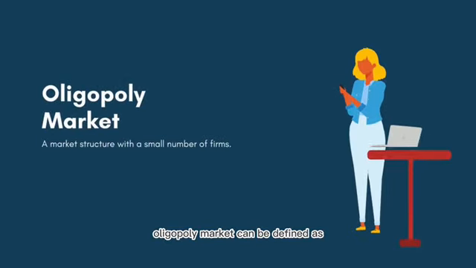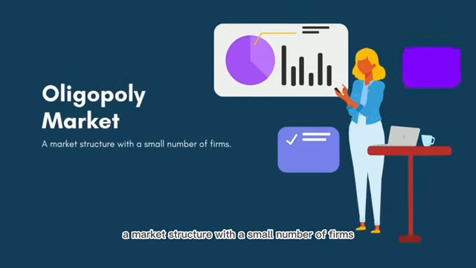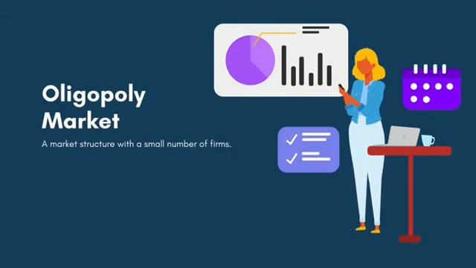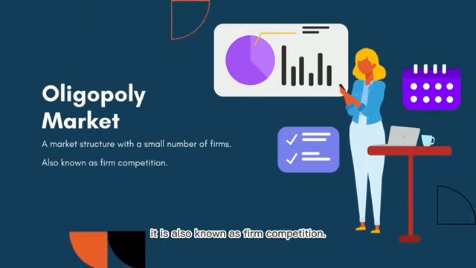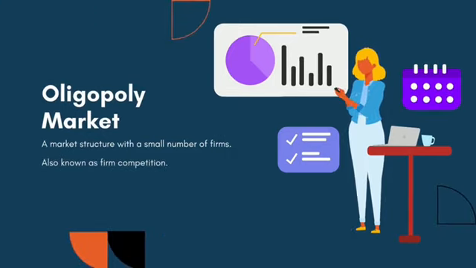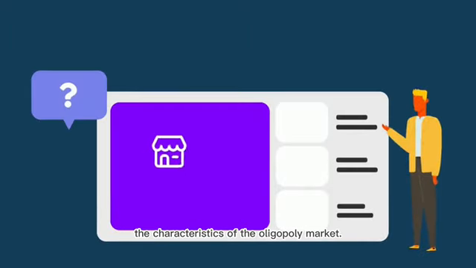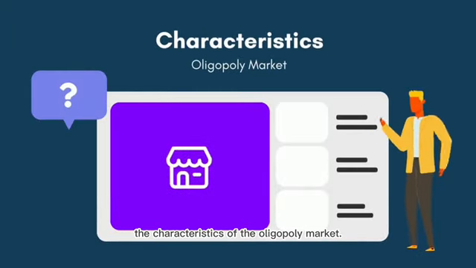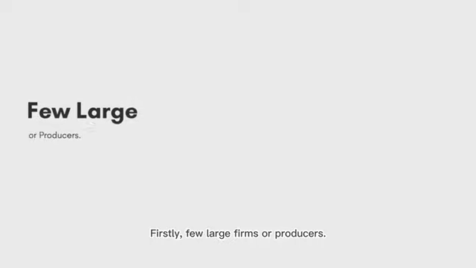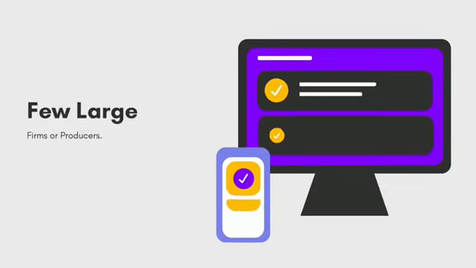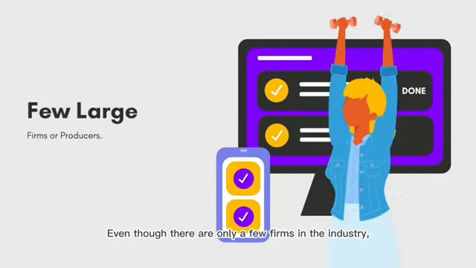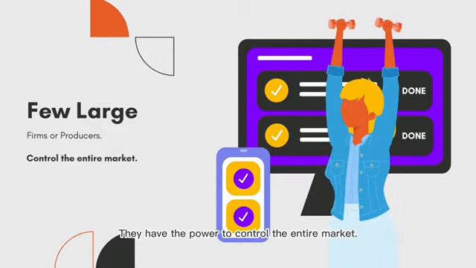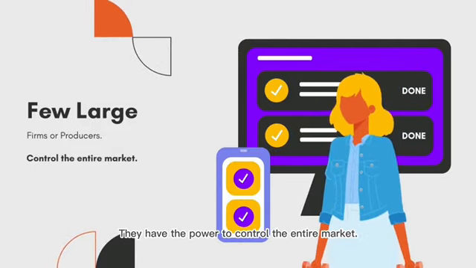Oligopoly market can be defined as a market structure with a small number of firms. Besides that, it is also known as firm competition. Let's explore a little bit more about the characteristics of the oligopoly market. Firstly, few large firms or producers. Even though there are only a few firms in the industry, they have the power to control the entire market.